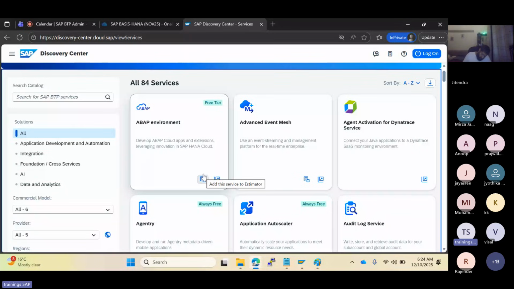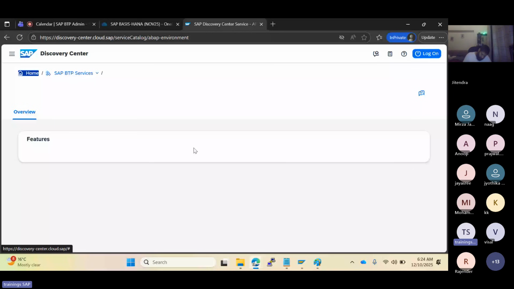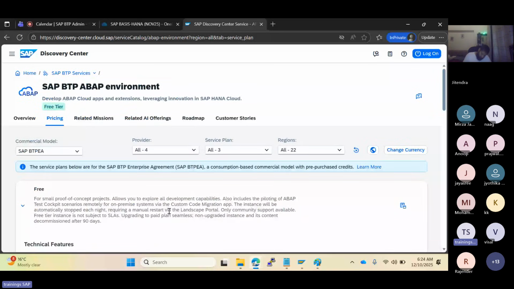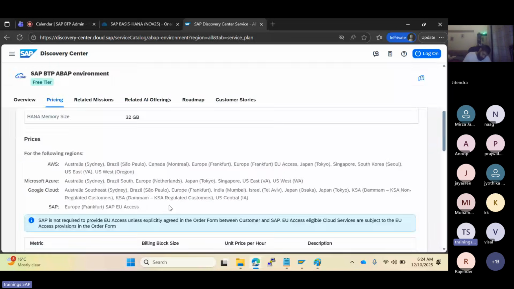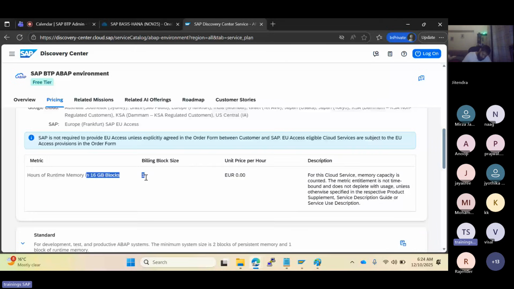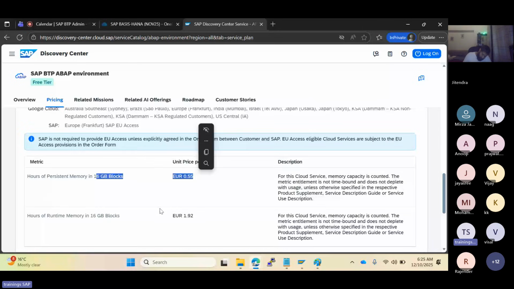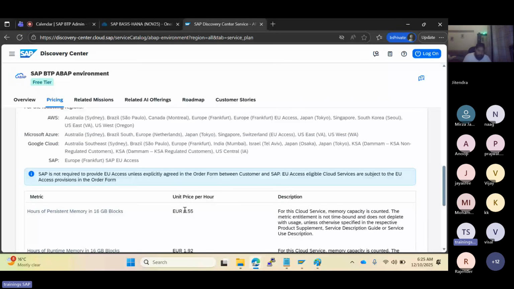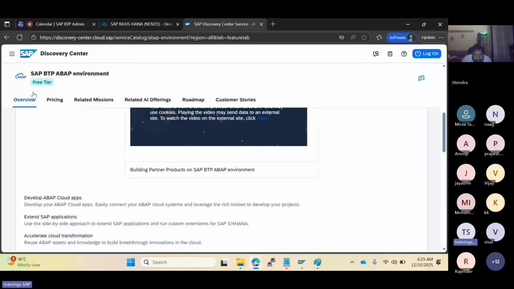Suppose you take the system above. Up to some level the pricing is free. Up to 16 GB of block storage, if you use it, the cost is zero. But if you use more than that, it will start consuming and charging in the pricing. You can see the pricing part here too. Depending upon the memory, it will start consuming. That is how one service works.